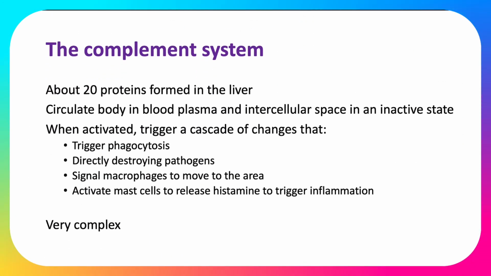Now, another really important non-specific aspect of the innate immune response is called the complement system. So the complement system is really complex. It's not something we need to understand in any great detail, but it involves proteins that are formed in the liver. They just are constantly flowing through the blood and around the cells in an inactive state. But when they get triggered, we get this cascade that occurs that has a whole range of different effects.